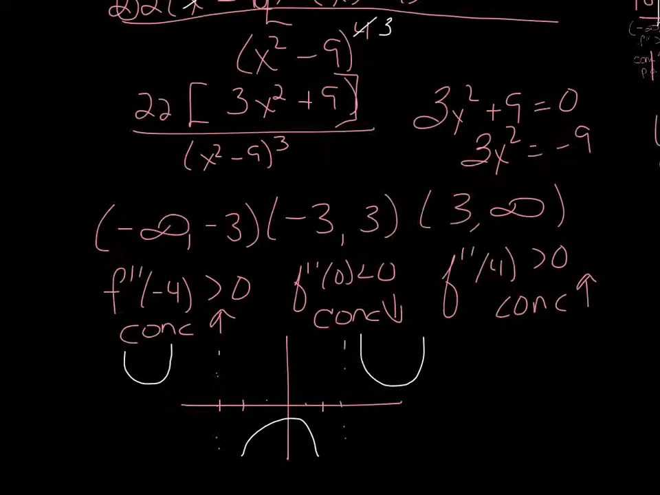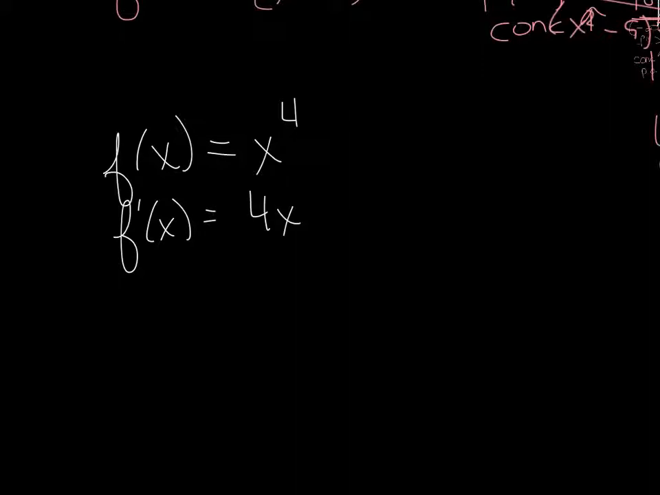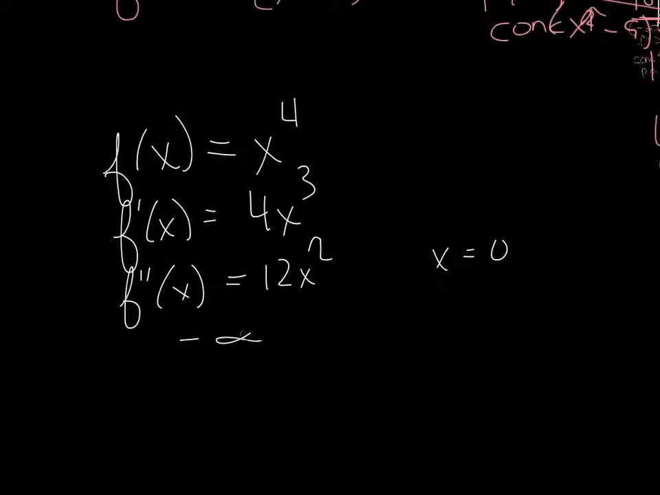All right, if we have f of x equals x to the 4th. First derivative is 4x cubed. Second derivative is 12x squared. What are my possible points of inflection? 0. So we're going to check from negative infinity to 0 and 0 to infinity.